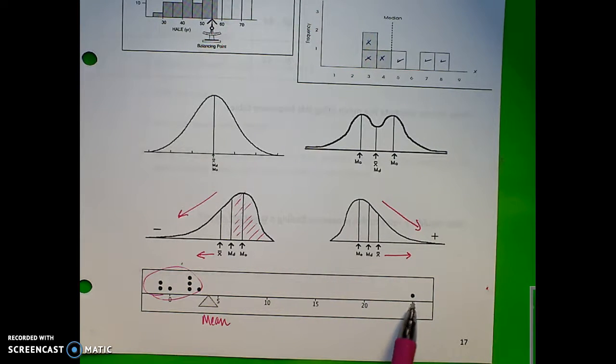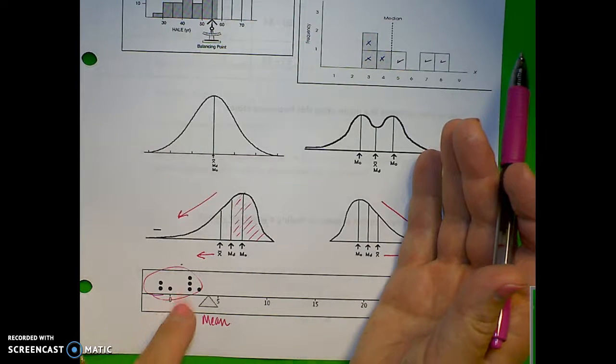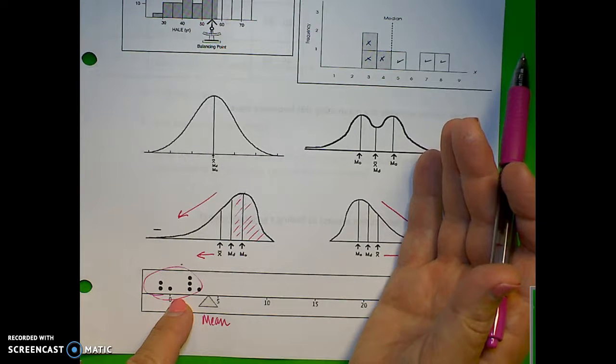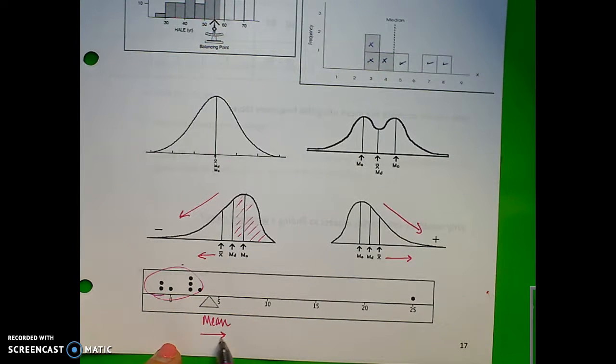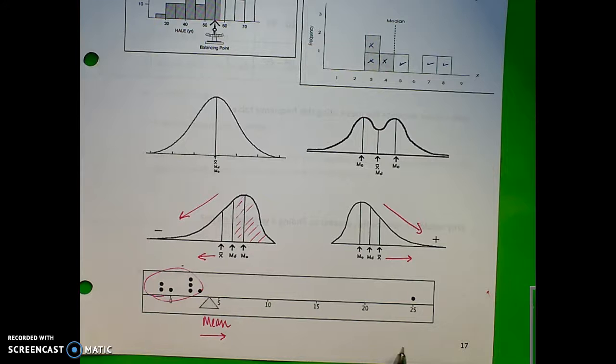Now, it's not very close to 25, but it's also not in the midst of these 7 data values. If the 25 wasn't there, the mean would be somewhere closer to the middle of these data values. But because of this, the mean is, again, pulled to the right. This is a right skewed distribution.